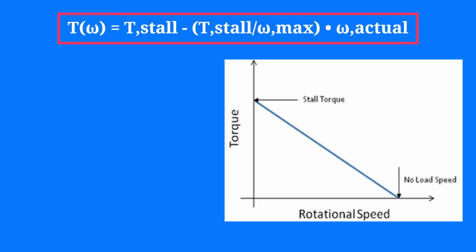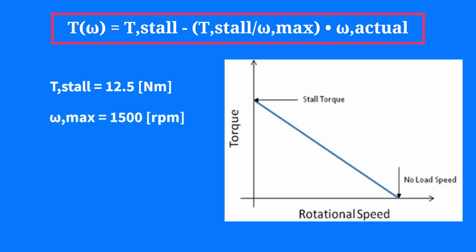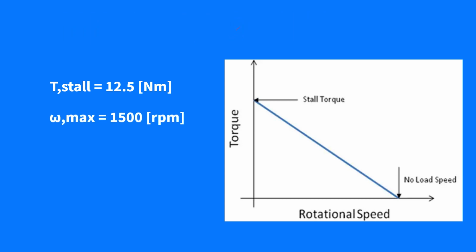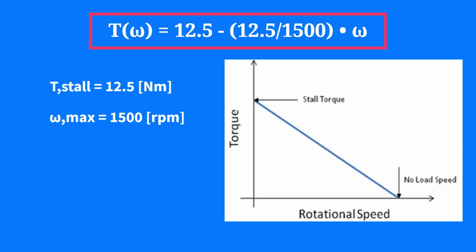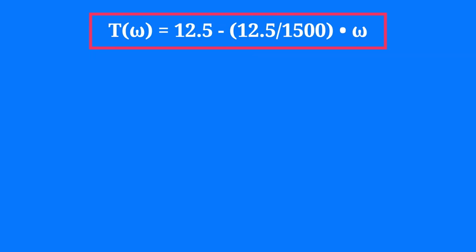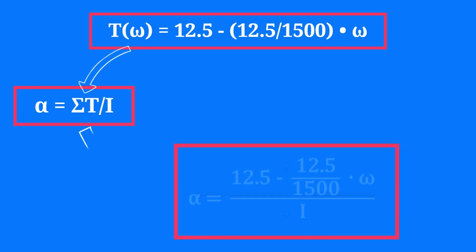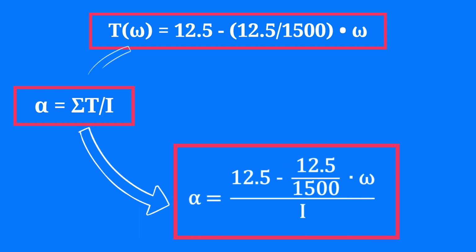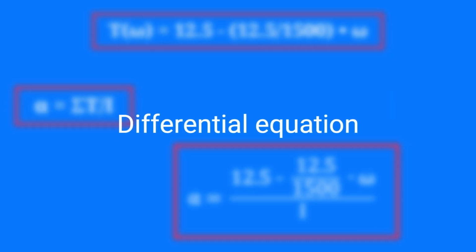From the specifications of the cordless drill we know that the stall torque of the drill is 12.5 Newton meters and that the no-load speed is 1500 RPM. Filling in these values gives us the torque equation for this specific motor. If we go back and substitute the equation for torque in the equation for acceleration, we can see that the angular acceleration is dependent on the angular velocity and vice versa. To solve this, we first need to write this down as a differential equation.